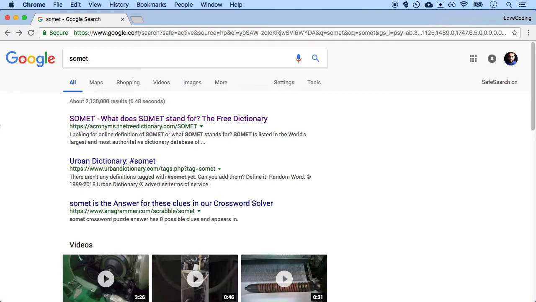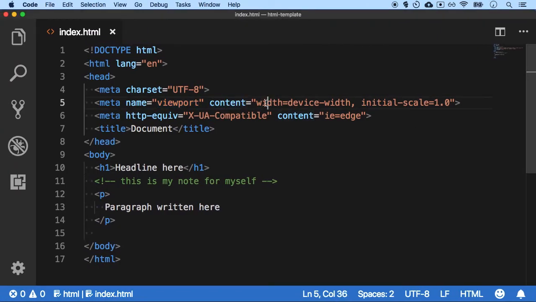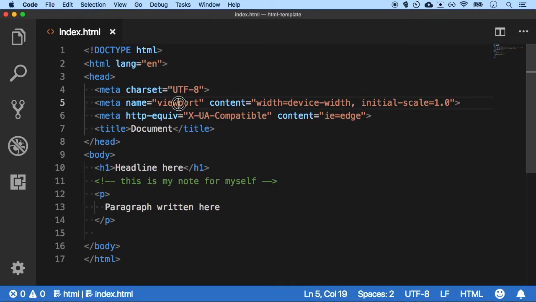So it's saying that for the viewport, let's look at our code. The content is the width should be the width of the device. So let's say this is my device, this is my computer. Maybe this page is open on a phone or maybe on a tablet. It's basically saying that the viewport should be spanning the width of the device, and it should scale to 1x. So it should not be scaling up or scaling down.